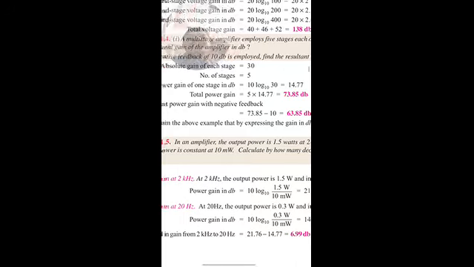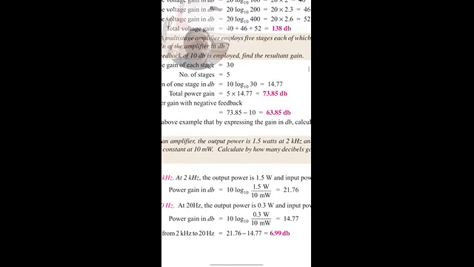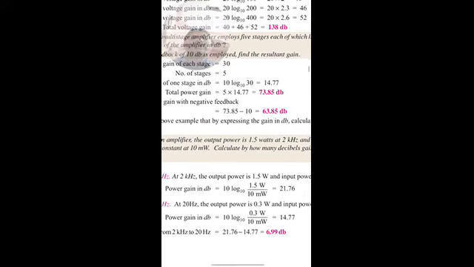At 2 kilohertz the output power is 1.5 watts and the input power is 10 milliwatts. In the two cases input power is the same, 10 milliwatts, but the output power is changing with frequency. So we have the power gain at 2 kilohertz. Power gain in dB at 2 kilohertz can be calculated as 10 log 1.5 watts by 10 milliwatts to the base 10, it is 21.76 dB. Similarly we can calculate the power gain at 20 hertz.